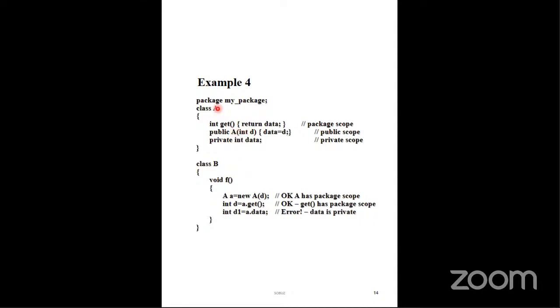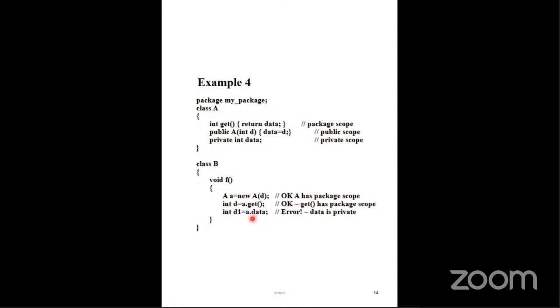But within class A, I have one private data member, int data, which is private. Now in class B, I can create an object of class A because it is accessible. Why is this statement okay? Because class B can see class A, since they both belong to the same package. I can even call this method, fine, because it is within the same package.